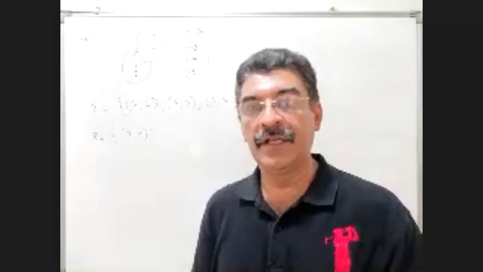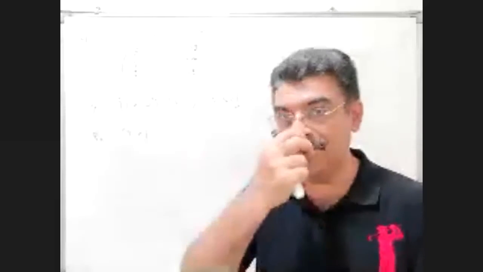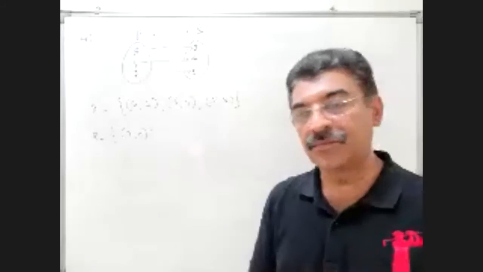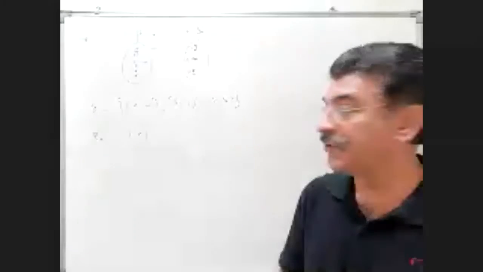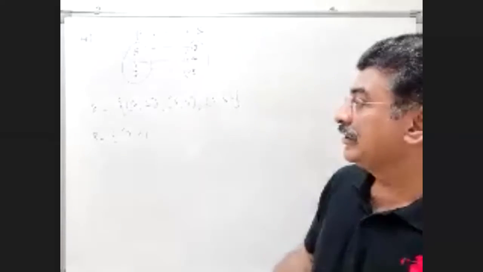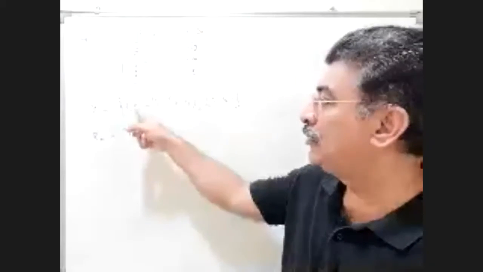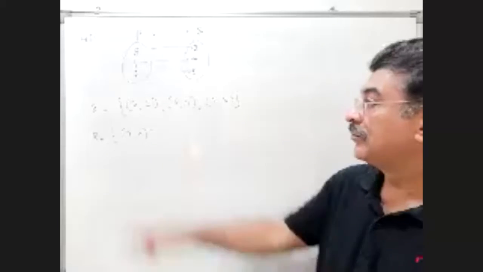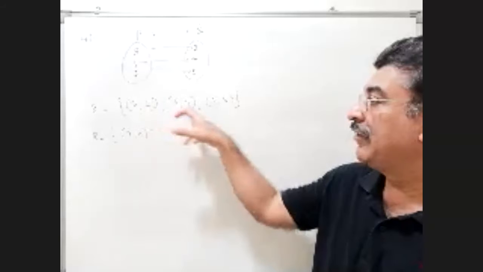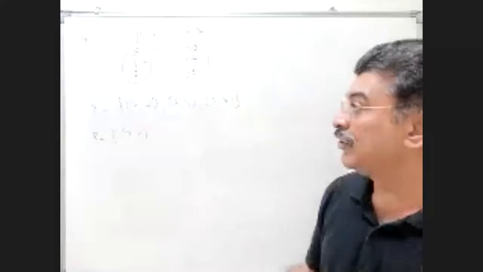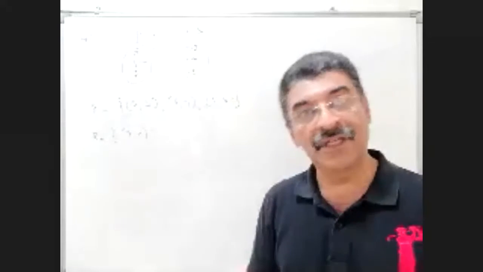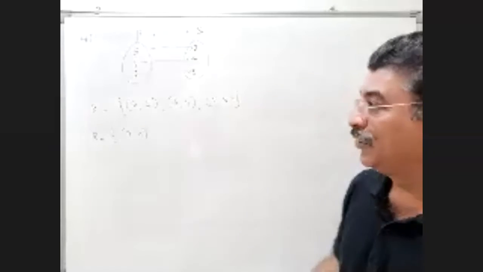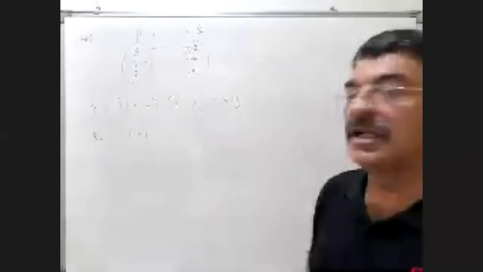Some of them wrote the difference between them is 2. Correct. Some of them wrote y is equal to x minus 2. That is correct. Everywhere y is x minus 2. Some of them wrote x is equal to y plus 2. That is correct. x is equal to y plus 2.